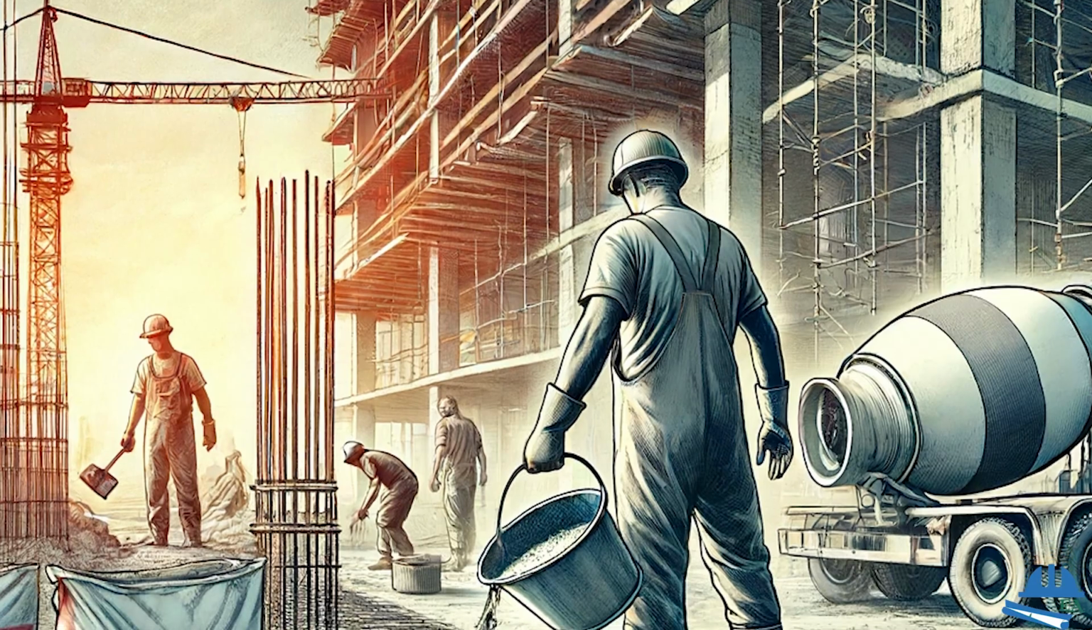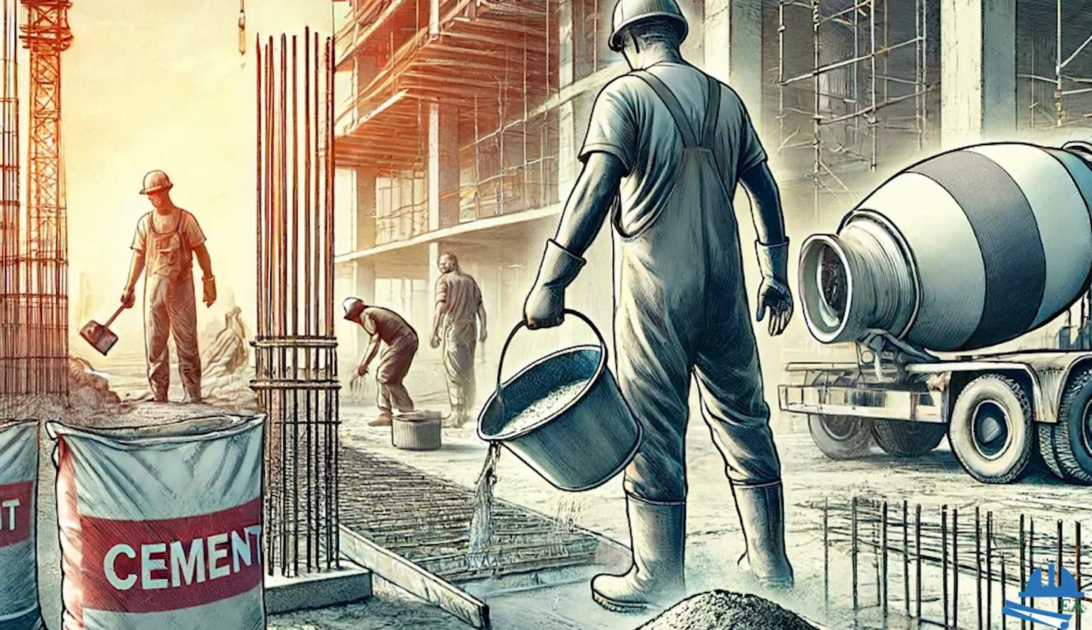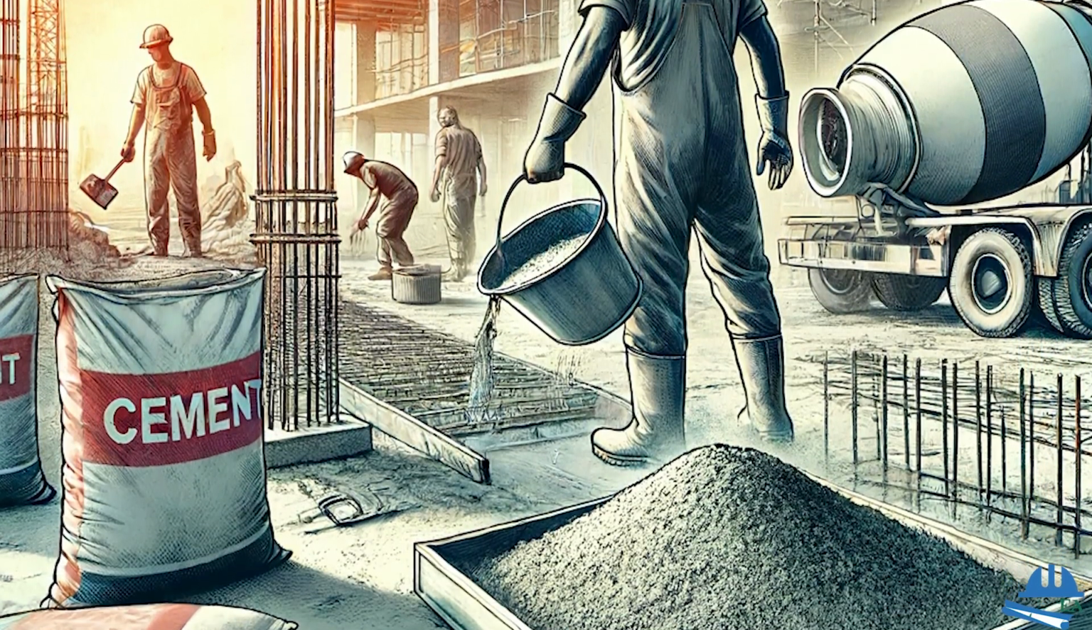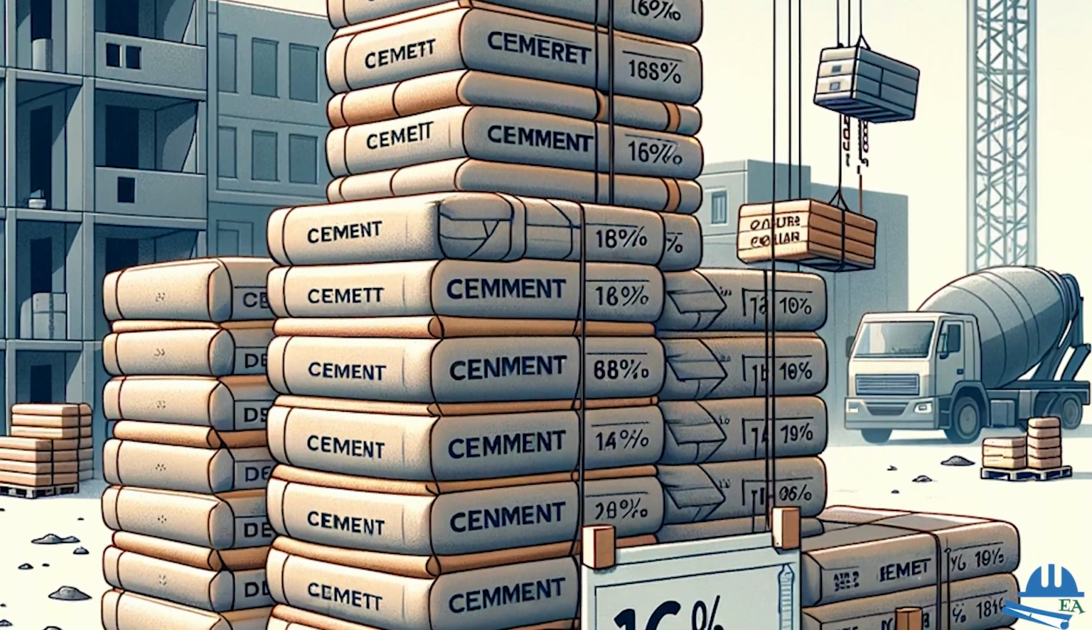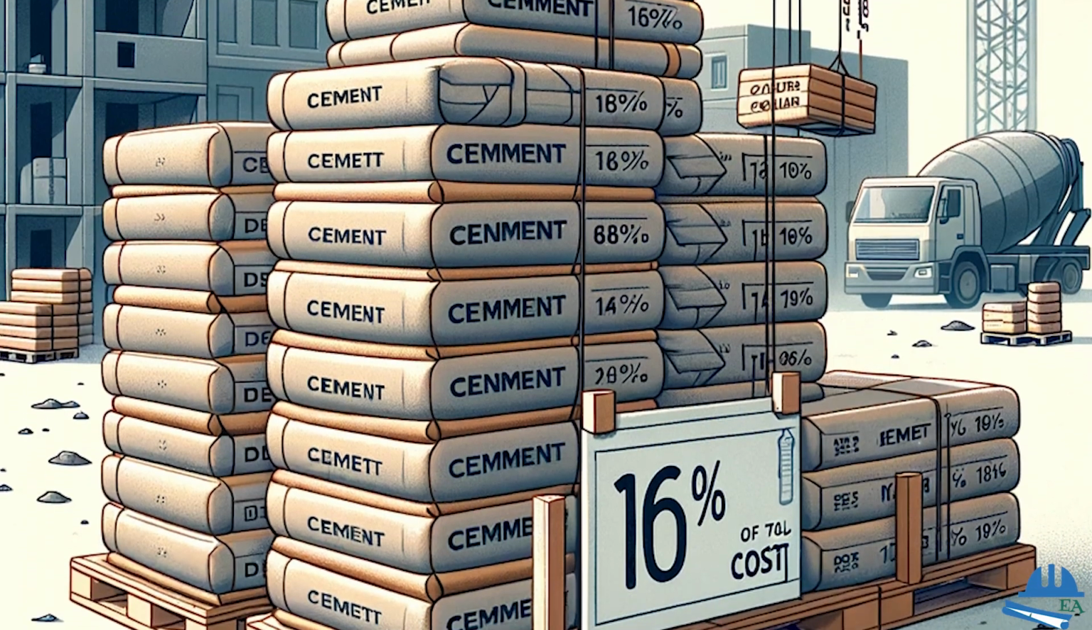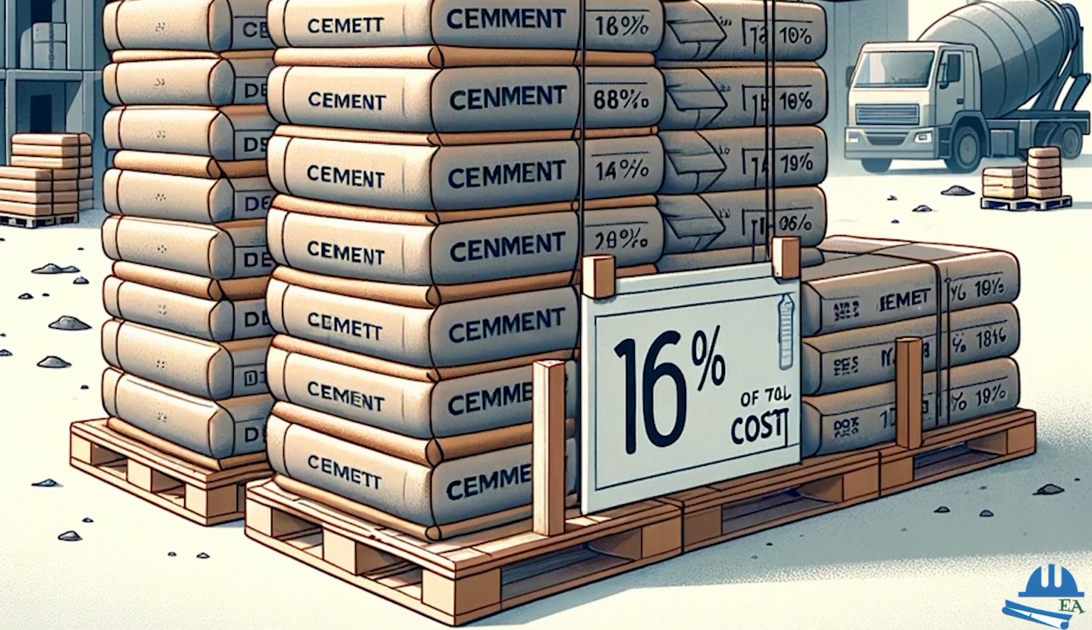First, let's talk about the cement. Cement is the binding material that holds everything together in concrete and the mortar. Typically, in a residential building, cement constitutes about 16 to 20% of the total construction cost.